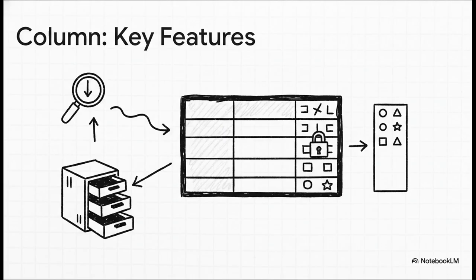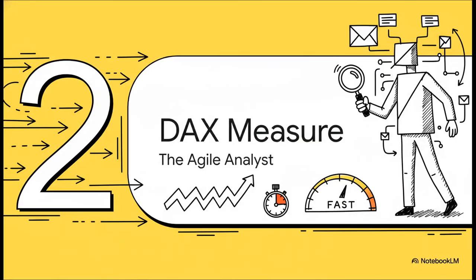And because these values are pre-calculated and stored, they take up actual physical space in your file. And this is a big deal. Adding just one column to a million-row table can make your file size balloon. This is why they're perfect for creating new, fixed attributes for your data, like, say, putting each product into a specific price category. And now for our second contender, the DAX measure.